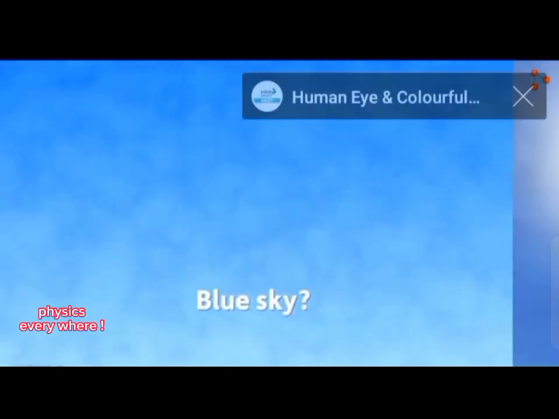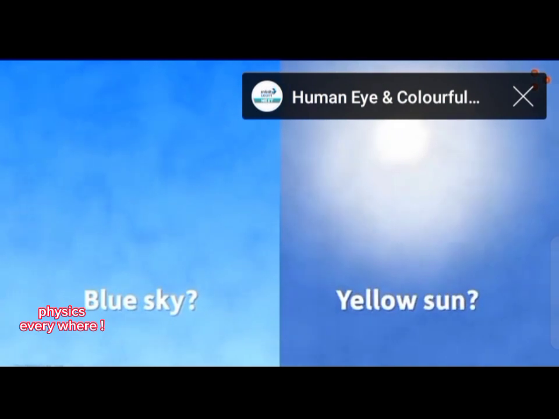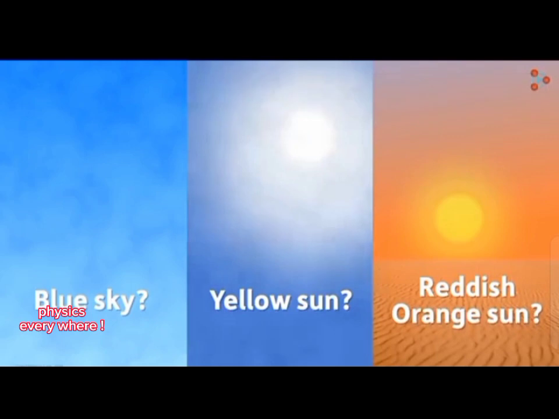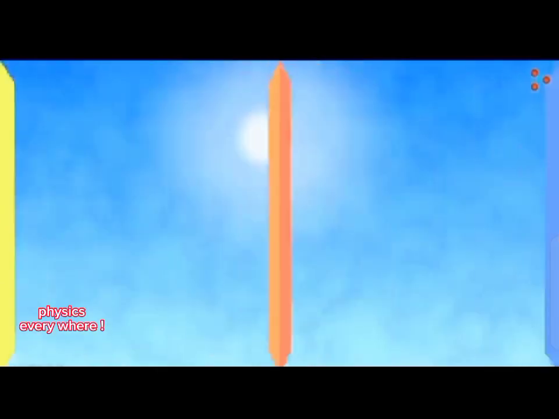Some of the common questions that come to mind are: why is the sky blue while the clouds aren't? Why is the sun yellow and why does it turn reddish orange during the sunset and the sunrise? These questions might be difficult to answer at first, but the physics behind them is not difficult at all.